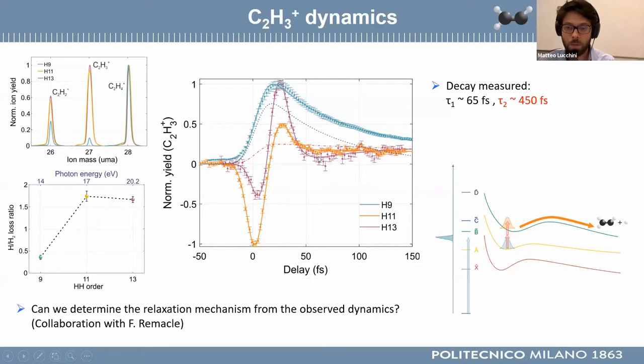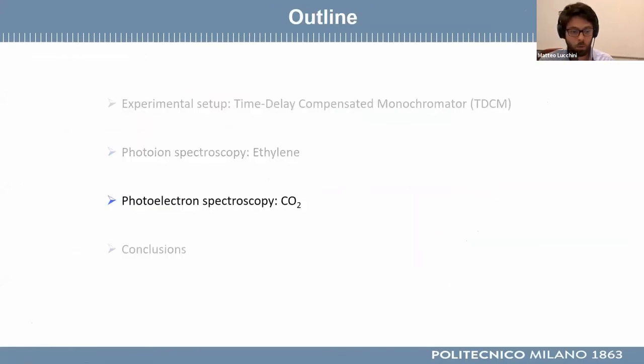Now, our hope is that our pump probe measurements can help us to discriminate between the two pictures: the one that says the most important thing is CH elongation, and the other that says the torsional motion is more important. We're now collaborating with François Remacle within this COST action to find a solution for this. We can now move to CO2.